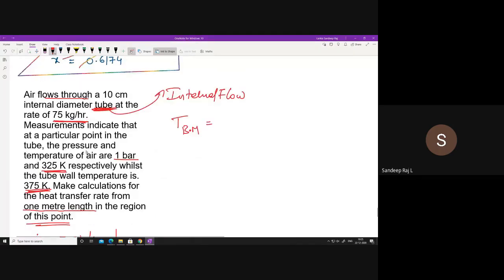So, what will be your bulk mean temperature in this question? Can somebody tell me, what is the T bulk mean?